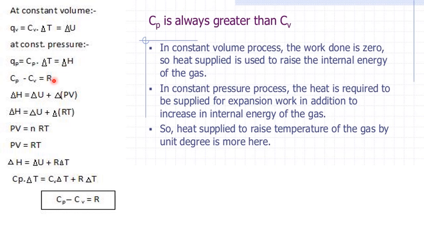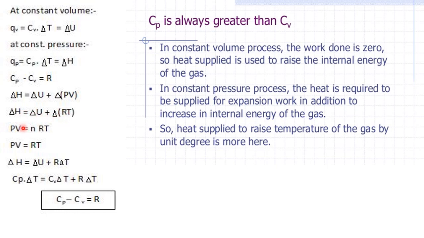Now, Cp minus Cv equal to R. How will we conclude this equation? For this you see here. We have seen the enthalpy case. Delta H equal to what? Delta U plus delta PV, because H equal to U plus PV, we learnt. Now PV equal to what? nRT. If n equal to 1 mole, it is RT only. So in place of PV, I will substitute RT. Therefore, delta H equal to delta U plus delta RT.